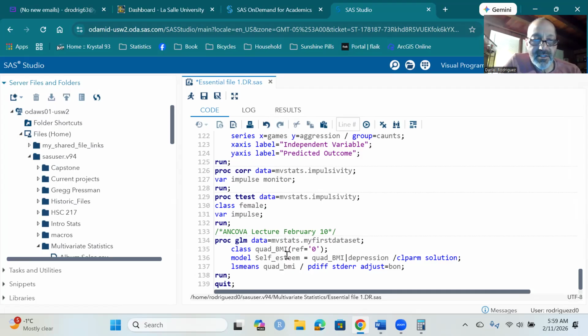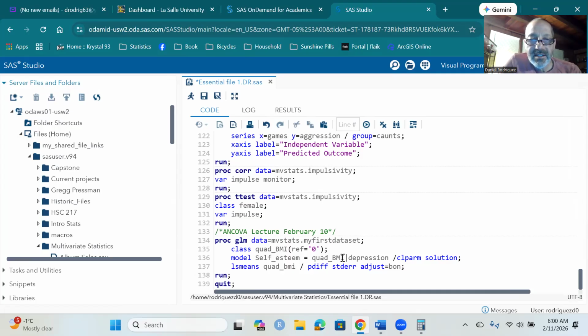So we have to set our independent variable as a class variable here, so that we know that it is categorical. And I set the reference level at 0, so everything will be compared to 0. So we'll create dummy variables from this, right? So 1 will be compared to 0, 2 will be compared to 0, 3 will be compared to 0 in terms of depression, in terms of the effects on self-esteem.